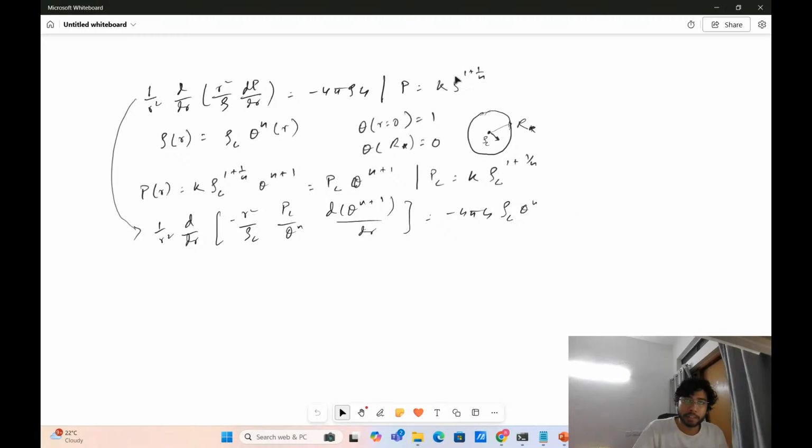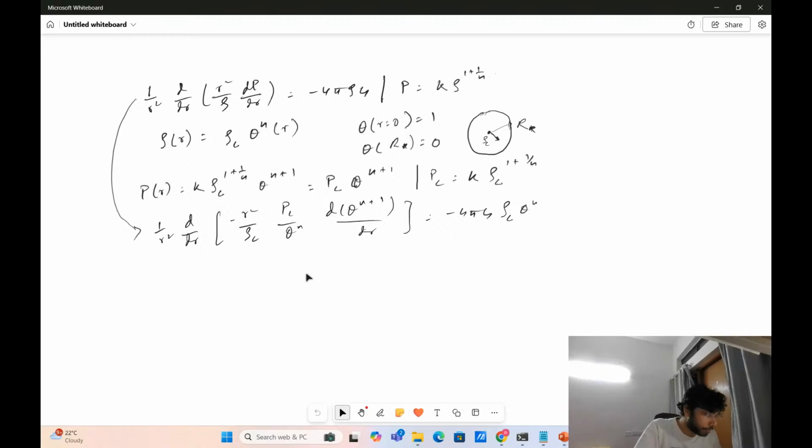I mean, we can just take it in another form, like 5 by n or 10 by n, right? But why this form? Why exactly this form? That will become clear at the end. So this just reduces the Lane-Emden equation to a very convenient form, right? So we'll see how this becomes convenient.